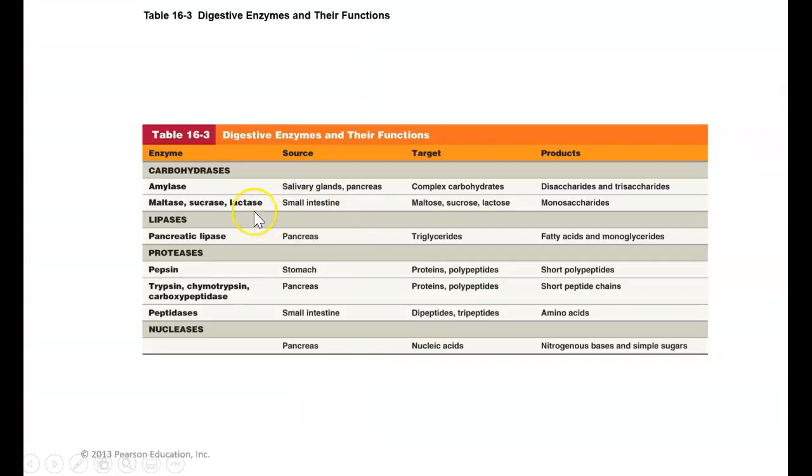Here are some of the digestive enzymes and their functions. So amylase, maltase, sucrase, lactase, they're all going to be a part of carbohydrate digestion. Pancreatic lipase is going to break apart fats. And then the proteases are going to include pepsin, trypsin, chymotrypsin, carboxypeptidase, and peptidase. And then the nucleases will break down nucleic acids.